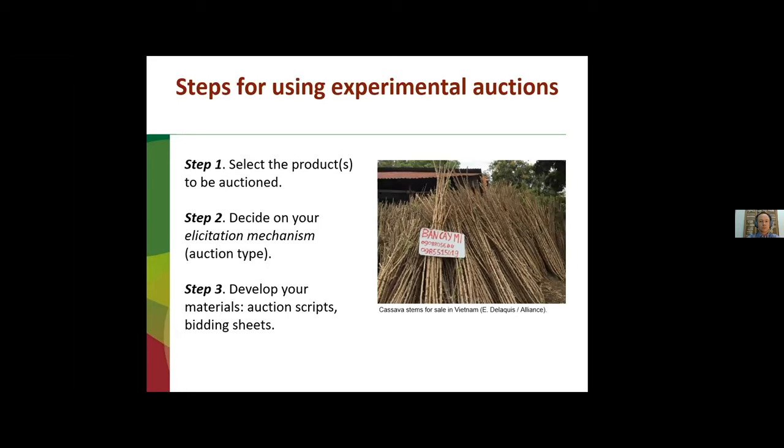So here are some example steps for conducting your experimental auction. You start with selecting the products to be auctioned. So which seeds do you want to sell, compare? Then decide on your elicitation mechanism. By that we mean what auction type and also what arrangement, and for example, any other characteristics of your audience that you want to understand. So for example, if you want to make sure to cover different ethnic groups or different regions, that needs to be planned there. Then develop your materials, auction scripts, and bidding sheets.